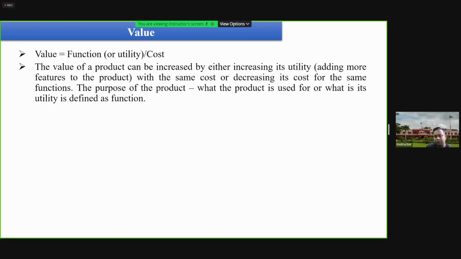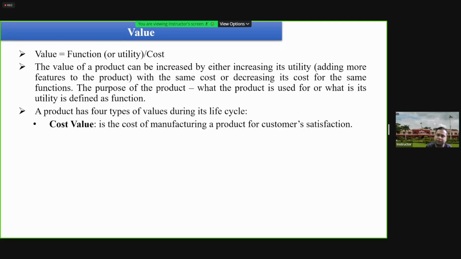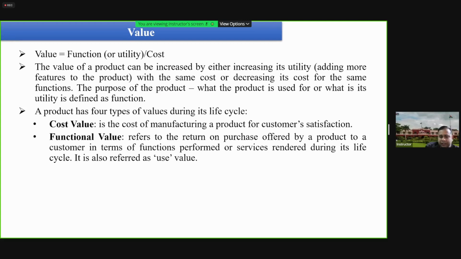Now values can also be of different types. Generally it is seen that it can be of 4 different types. First is cost value. Cost value is the cost of manufacturing the product to meet the customer satisfaction. Second is the functional related value. Functional related value refers to the return on purchase offered by the product to a customer in terms of the features that are there.